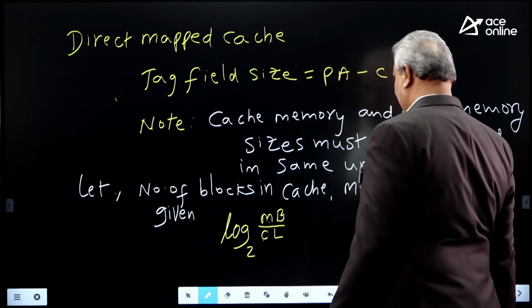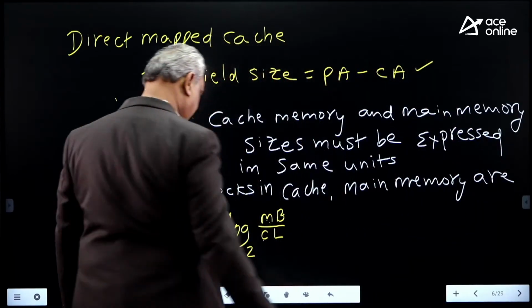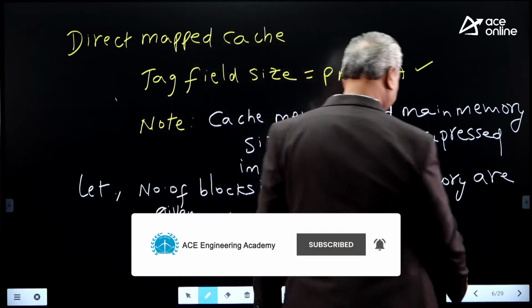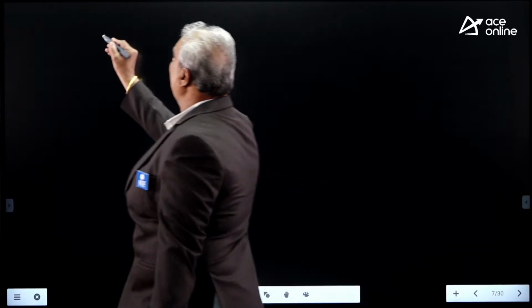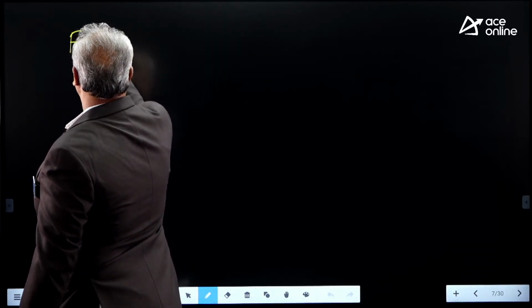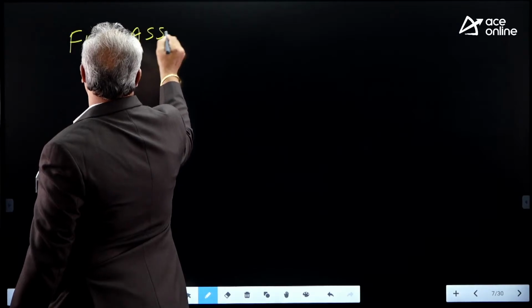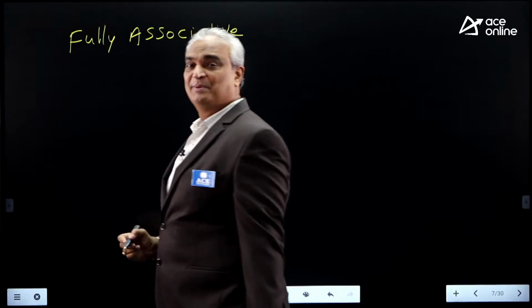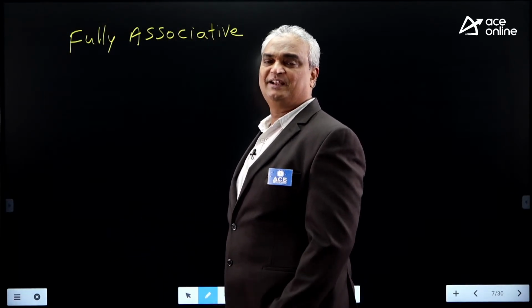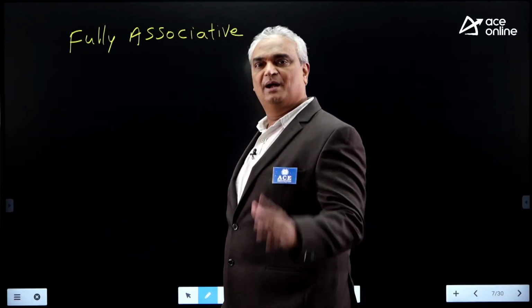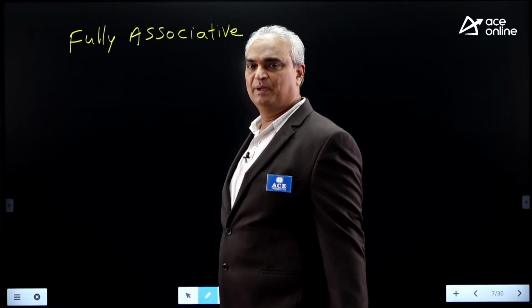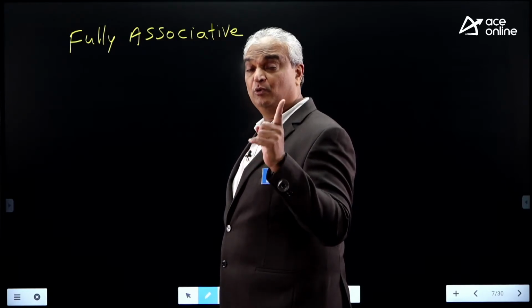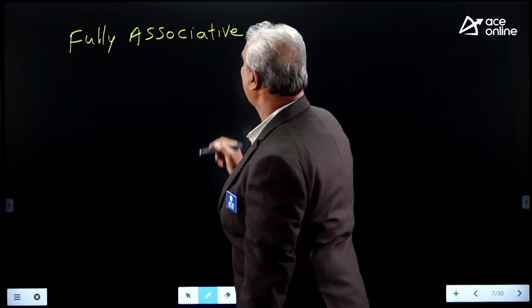Next, one more concept. In the previous class I already explained the importance of the memory organization topic. We expect more questions in any competitive exam from memory organization only. That's why you should concentrate more on memory organization.